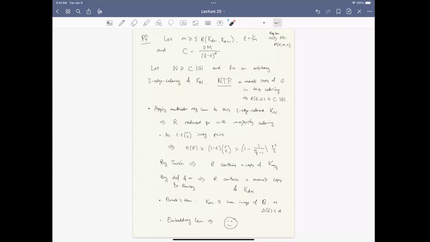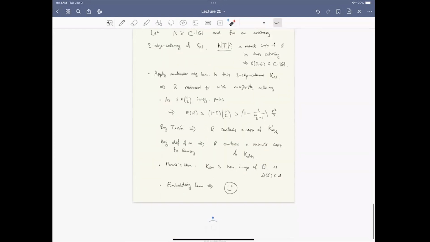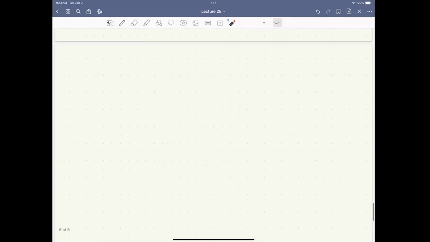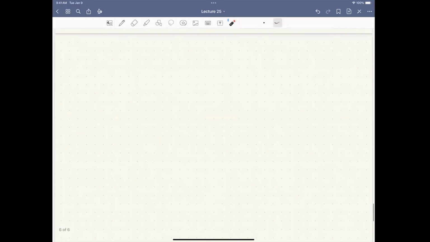Now we're going to move on to another lemma, which is equally important, as important as the counting lemma and embedding lemma. The triangle removal lemma. Let's talk about Ruzsa–Szemerédi's triangle removal lemma.